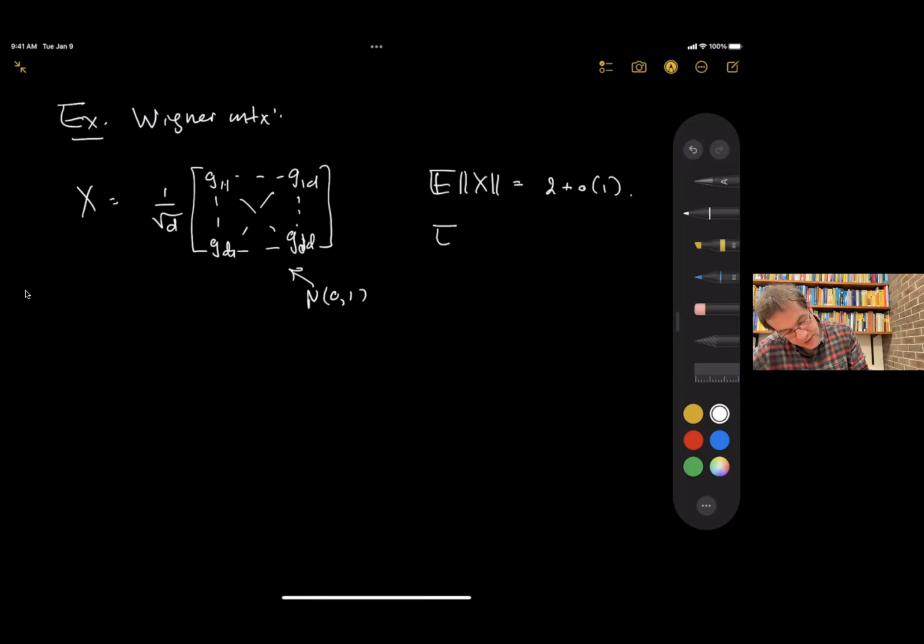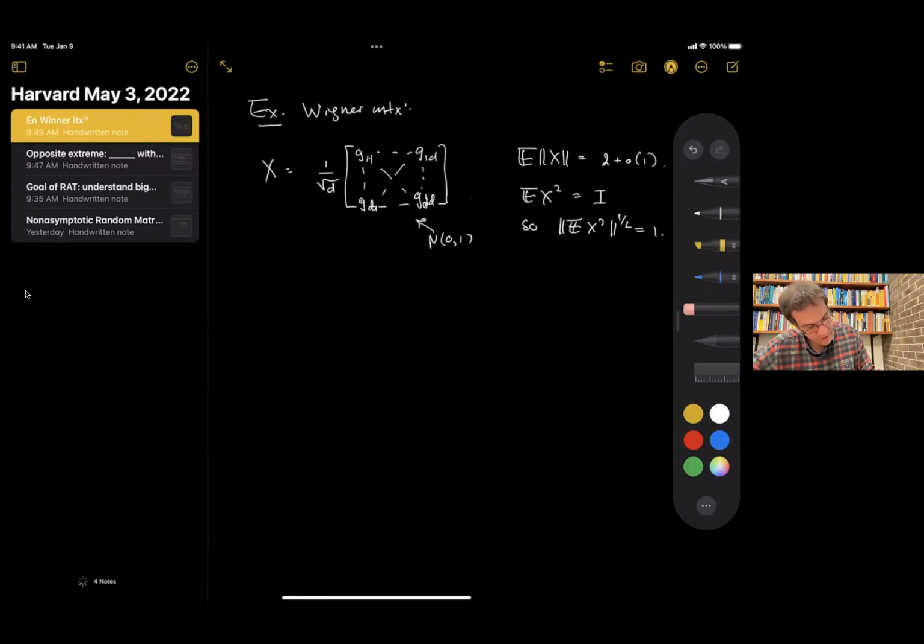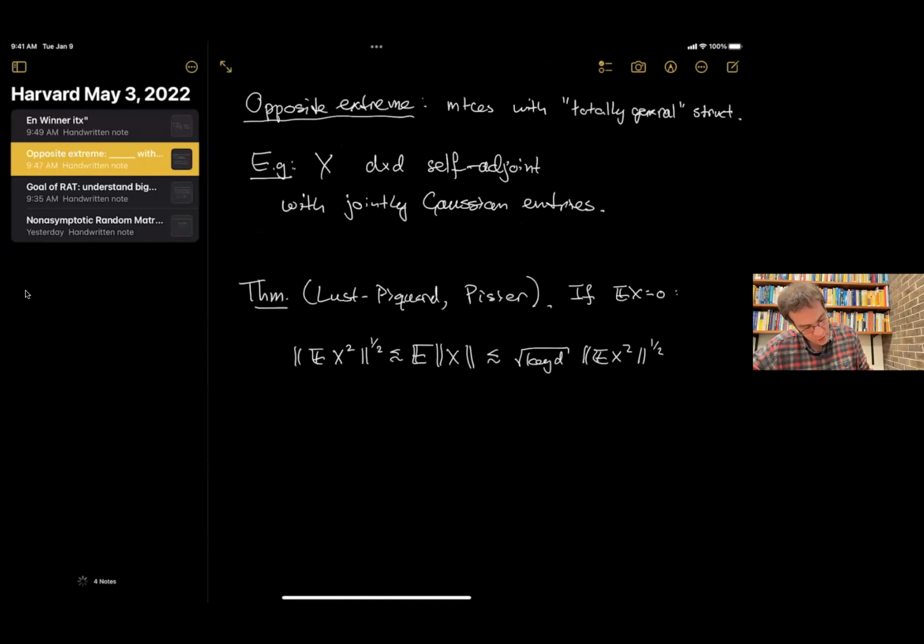But if you compute the expectation of x squared, this is very simple in this case because the entries are IID. This is exactly the identity matrix. So the norm of the expectation of x squared is 1. So in this example, if we were to go back to the previous slide, the lower bound over here is sharp up to a constant because in the middle we have 2. On the left-hand side, we have 1, but on the right-hand side, we have square root log d.